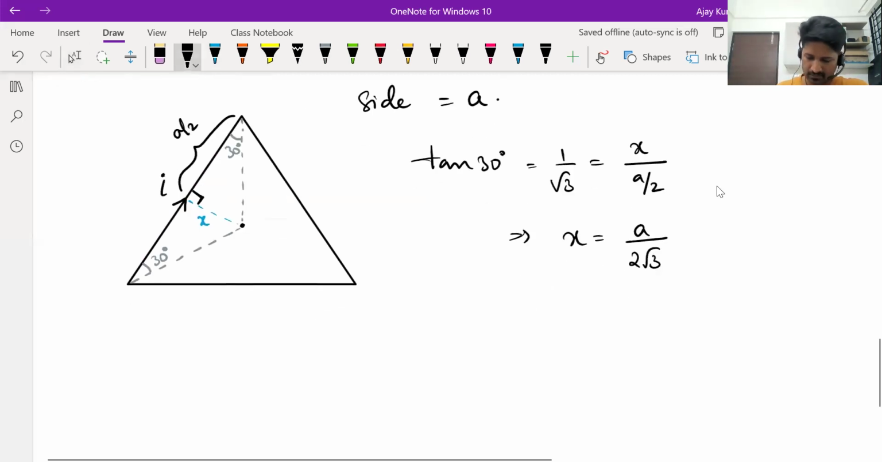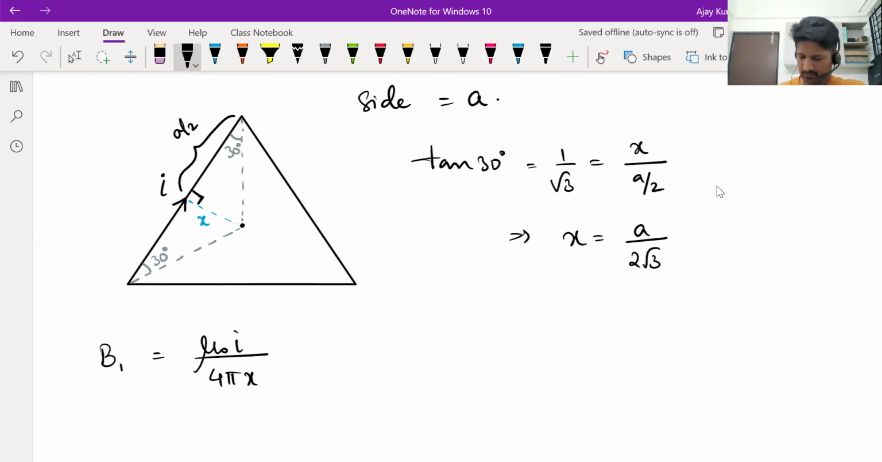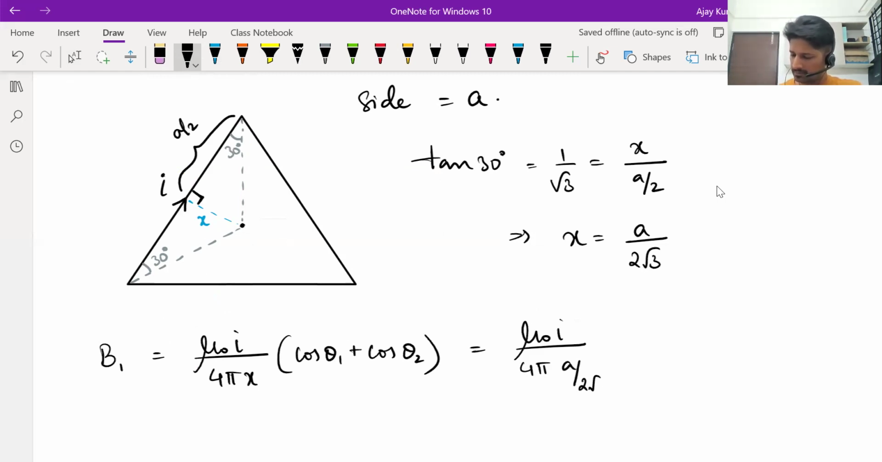So the magnetic field produced by one side will be mu naught I by 4 pi x, times cos θ1 plus cos θ2. So in this case, it becomes mu naught I by 4 pi, in place of x we have a by 2 root 3, times cos 30 degrees plus cos 30 degrees. Cos 30 degrees is root 3 by 2, and another root 3 by 2. This whole thing becomes root 3.